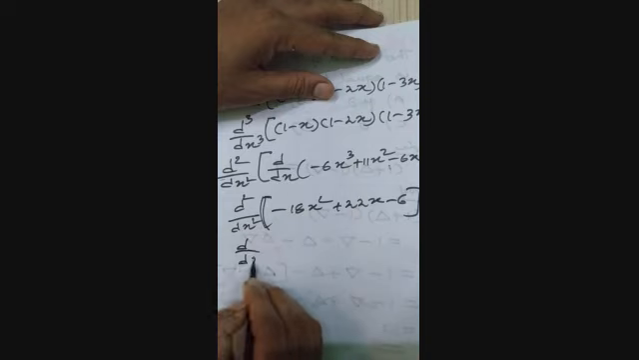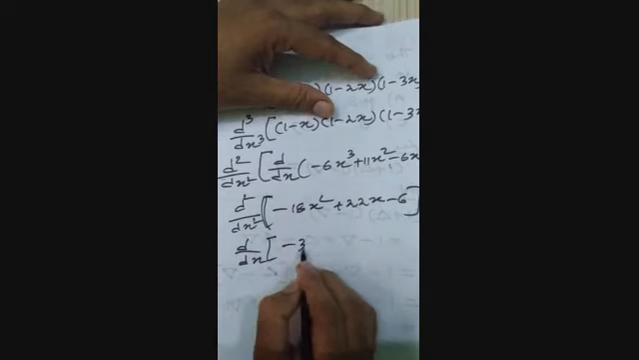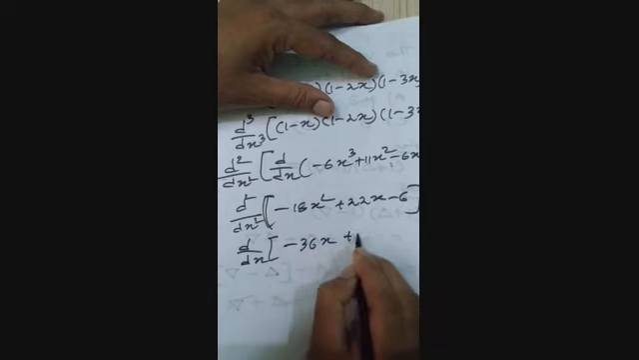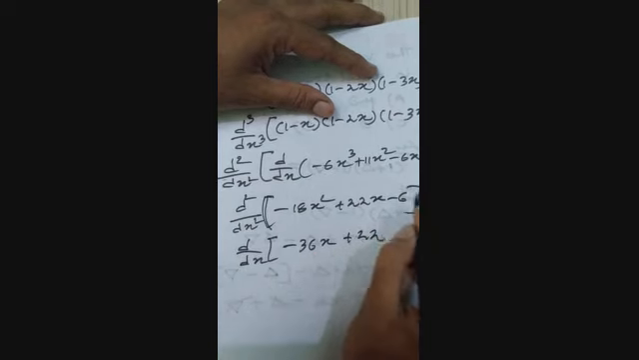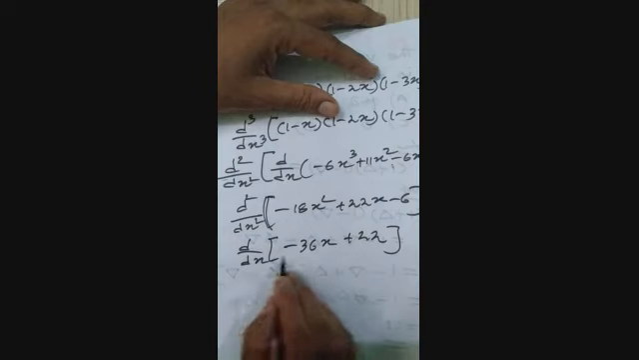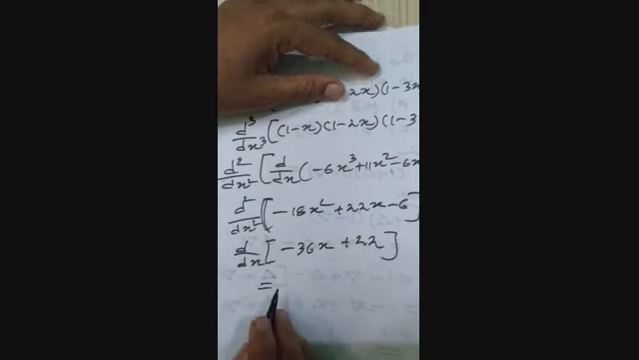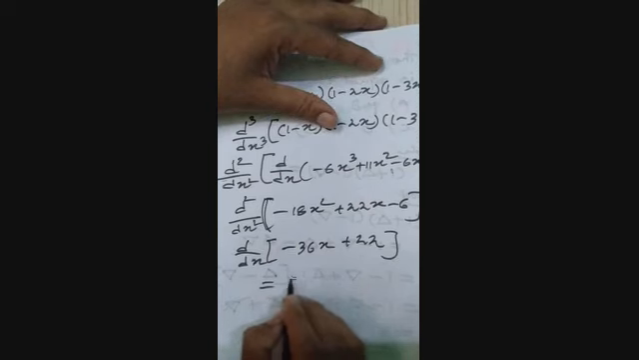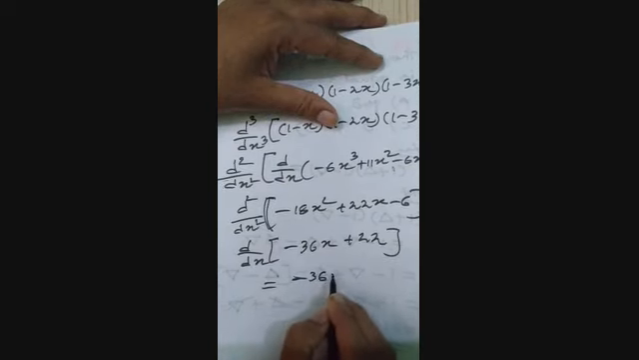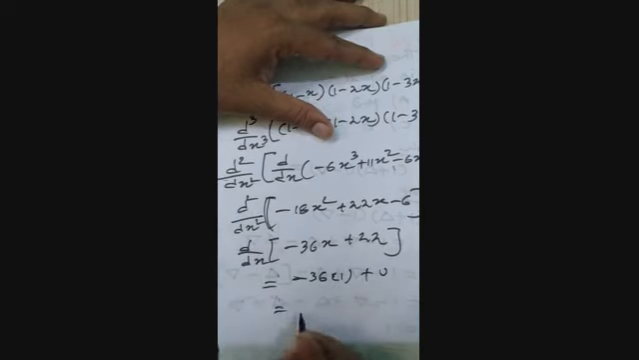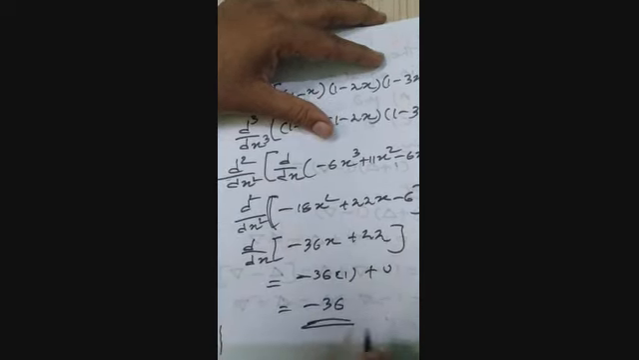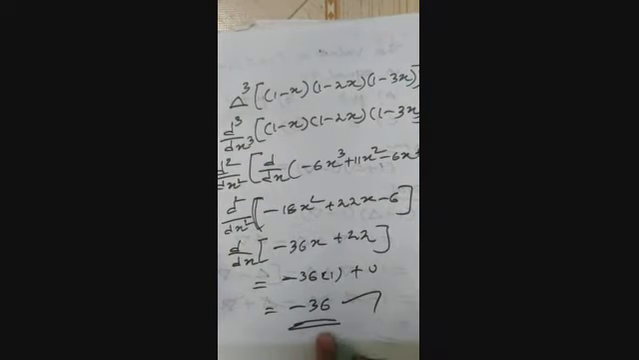Second time differentiation, we are getting minus 36x plus 22, and this constant term becomes 0, we know very well. So finally, last time we differentiate again. This becomes 1 actually, so the constant is 0, so the final answer is minus 36. So this is the easiest way, and immediately we get the answer minus 36.